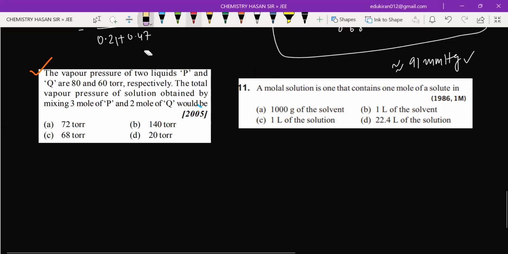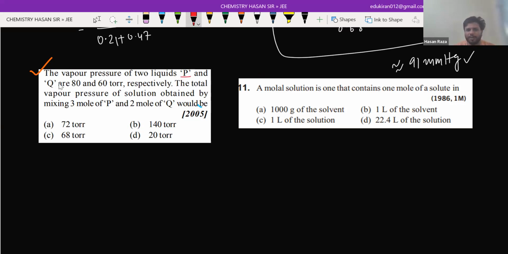Arif, what is the answer for this question? Sir, I don't know. I'm not getting it. Yeah, I'm gonna explain. Just focus here. It has been written the vapor pressure of two liquids P and Q that is given as 80 and 62. That means the pure vapor pressure of P is 80 torr and pure vapor pressure of Q is 62. Also, we need to calculate the total vapor pressure of solution if number of moles of P is 3 and number of moles of Q is 2.